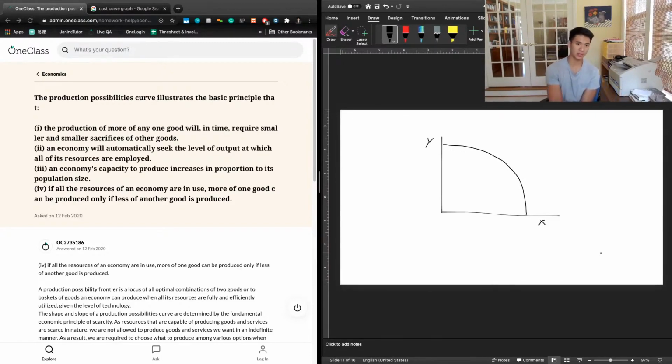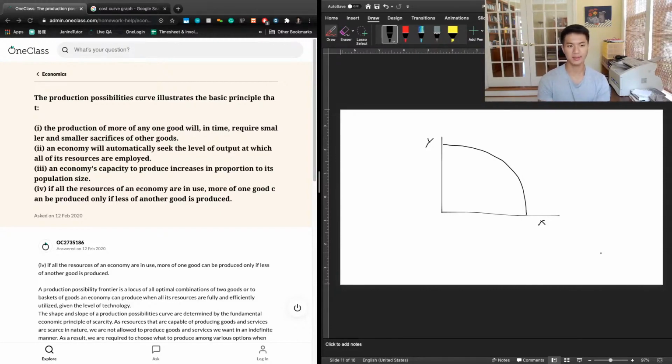Option 1 says the production of more of any one good will in time require smaller and smaller sacrifices of other goods, which is the exact opposite of what the law of increasing opportunity cost tells us. It tells us that the production of more of any one good will in time require greater and greater sacrifices of other goods. So it's not 1.